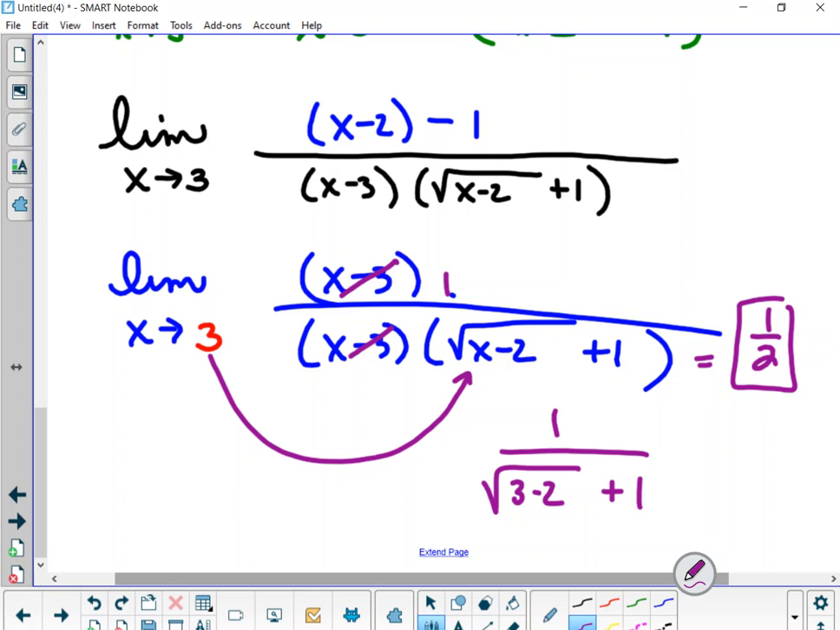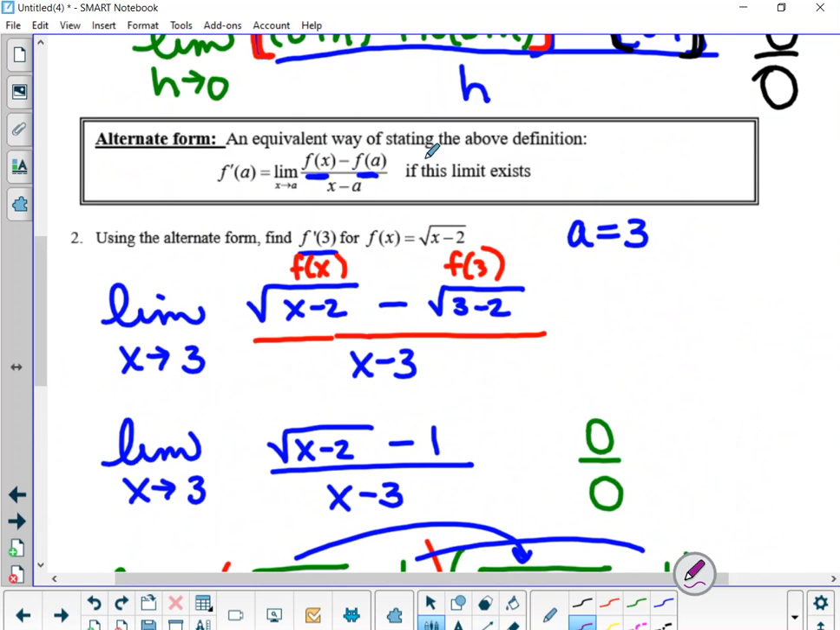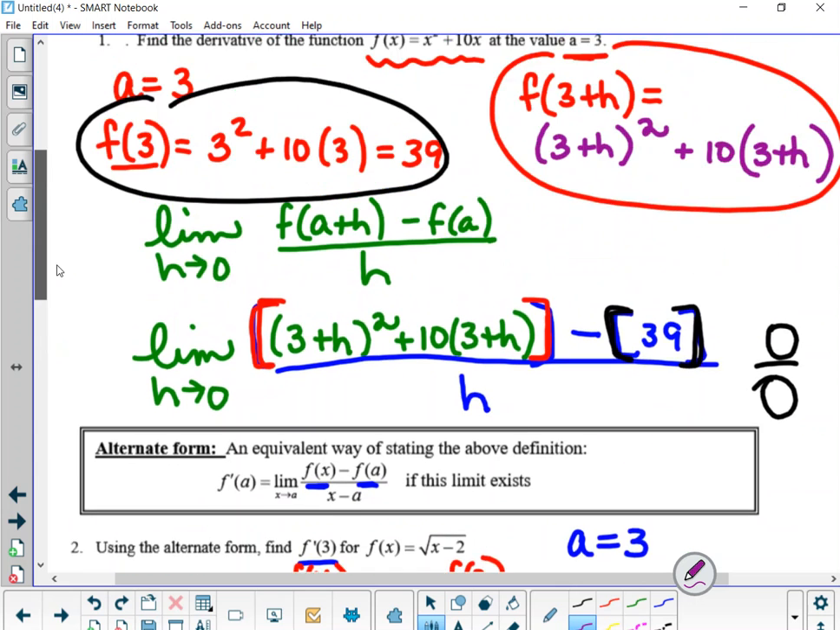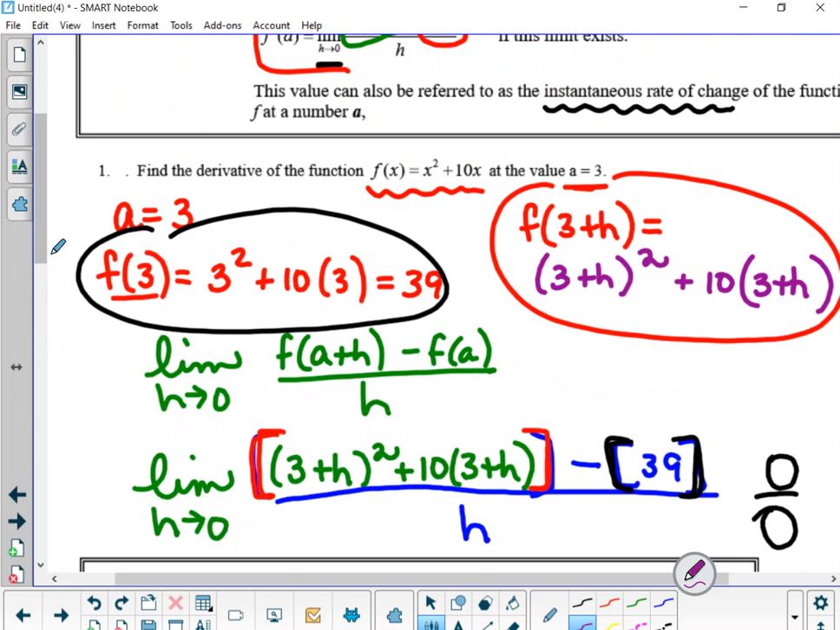If we were using the h formula, we would still have to use a conjugate. It would just be a little messier in terms of the algebra. Like I said, I tend to really like this alternate form. You are going to have to be able to recognize both forms.